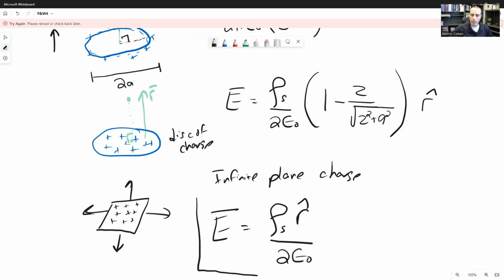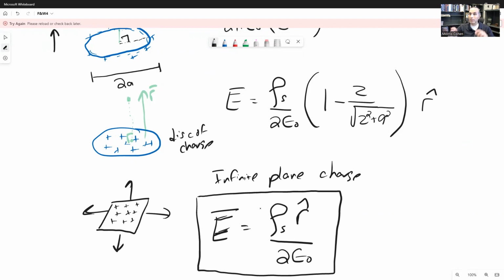Now this one is really interesting because it's a constant, right? This does not change depending on your location. Rho s is taken to be a constant number. 2 epsilon naught is a constant. And so no matter where you are, you can move really far away from the disk, or you can move really close to the disk. You get the same electric field. And that is mind-boggling at first until you consider the dynamics of what's going on.